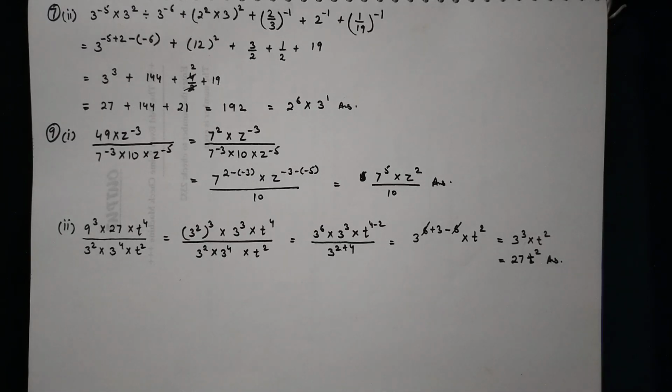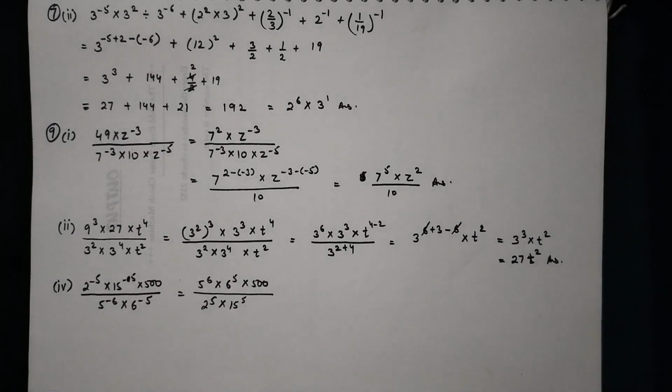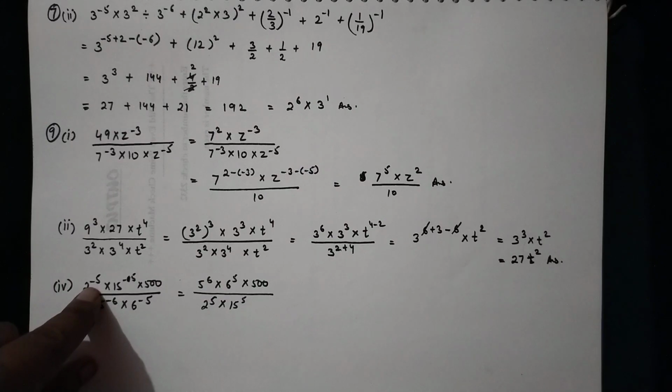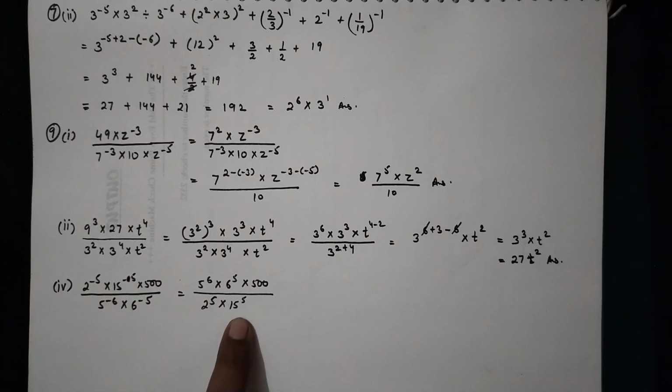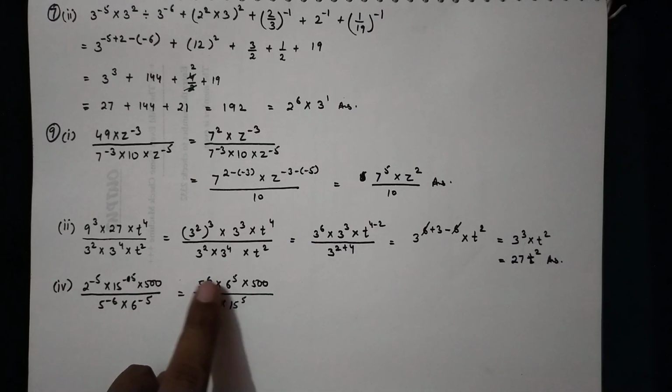Now let's see the last part of this question, that is the third part. Here in this question we have some powers in a negative. First of all we are going to make it a positive. Now here we have got all the powers in a positive form, that is minus is shifted over here. Again 15 to the power minus 5 written in the denominator, 5 to the 6 in the numerator, and 6 to the power minus 5 again in the numerator.